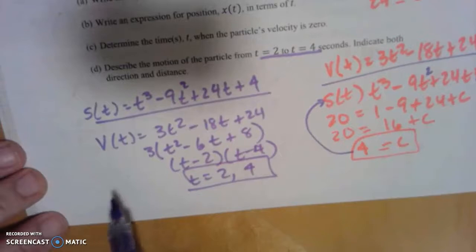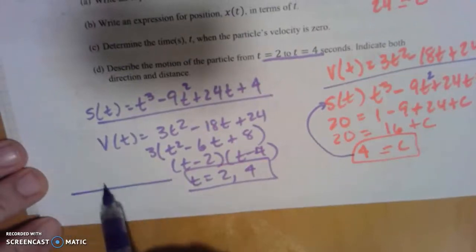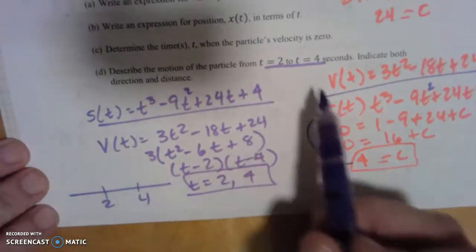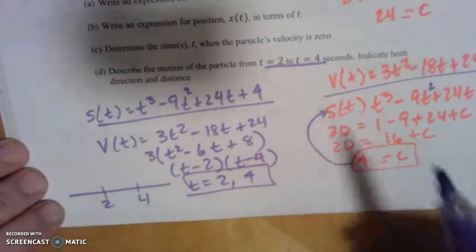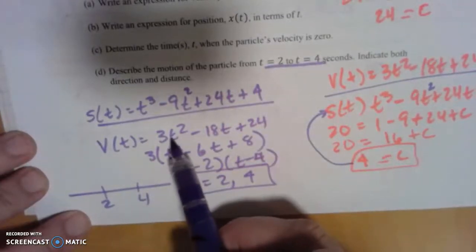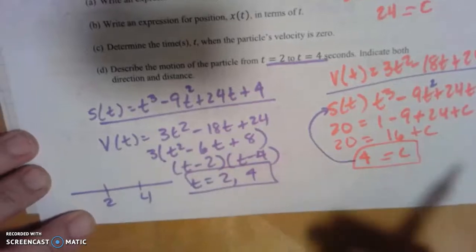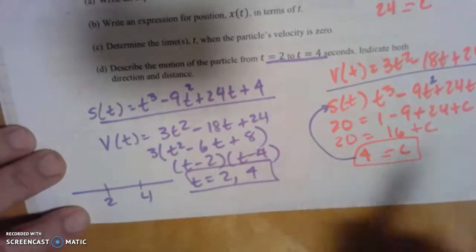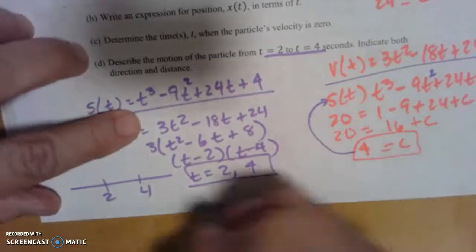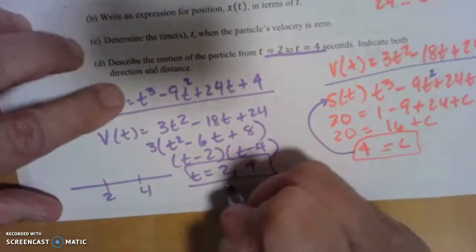So we're going to actually check 2 and 4, what's happening before and after. But really, they just want to know what's happening between. So we can pick the number 3 between. Put that in there. I'm going to put in the number 3.